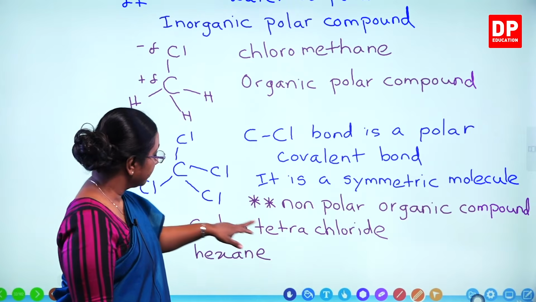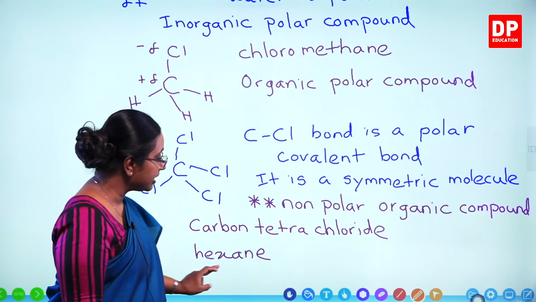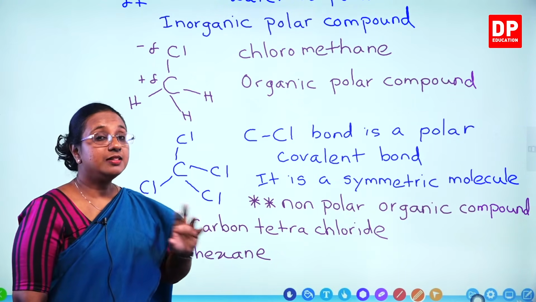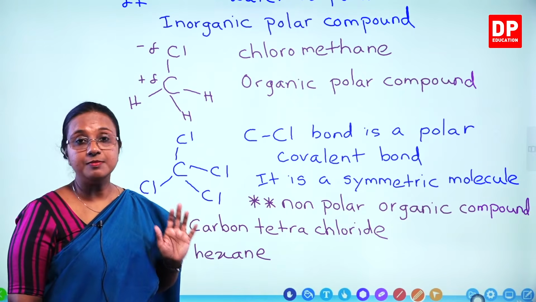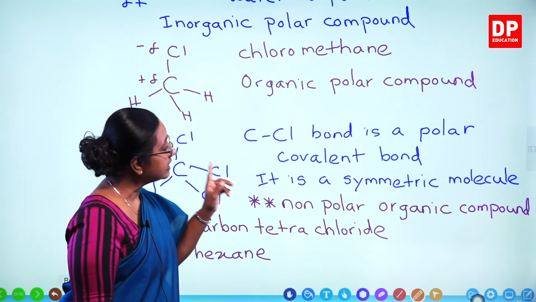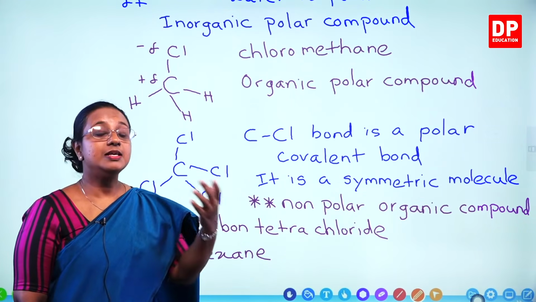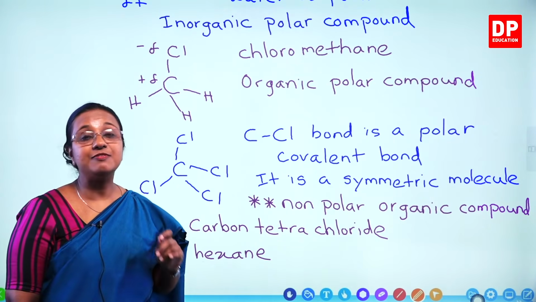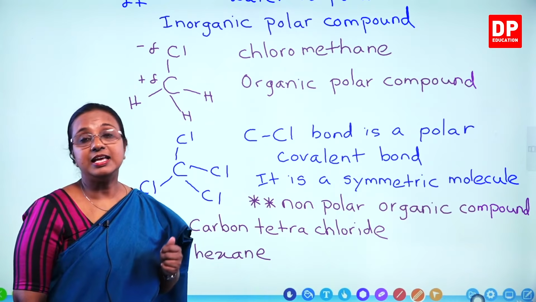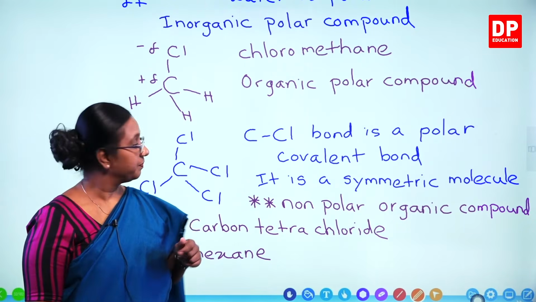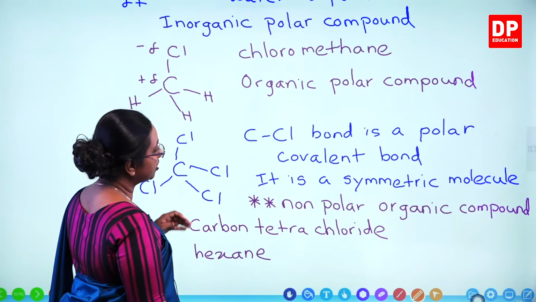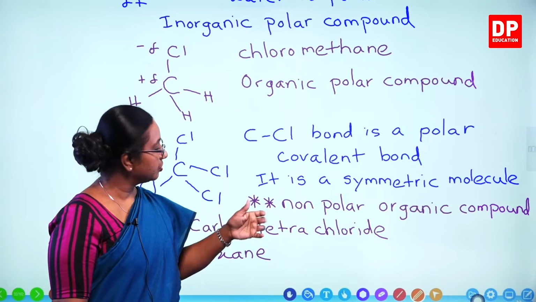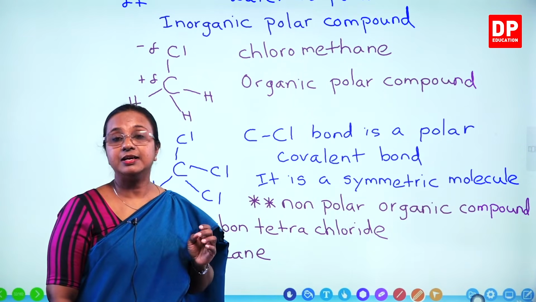But in these, like carbon tetrachloride, hexane, even benzene, we will look at examples after this. There is no polar covalent bond. So a compound that doesn't have a polar covalent bond is a non-polar compound. If it has a polar covalent bond and it is symmetric also, then it is not a polar compound. So again, if I write down the structure of CH4, there are no polar bonds. That is also a non-polar organic compound.